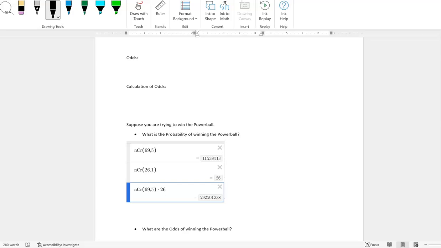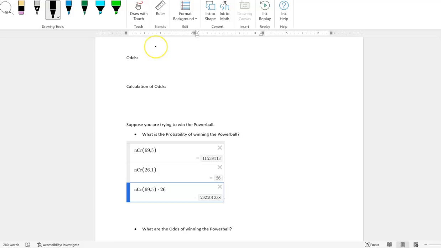Now let's talk about odds. As you read on the Canvas page, there is a distinction between odds and probability. We tend to use these synonymously, but they actually mean something different.